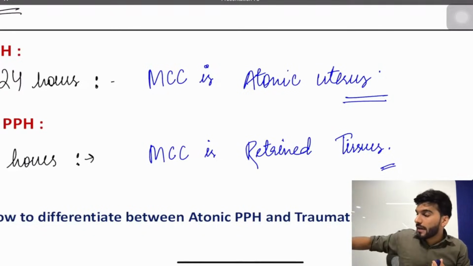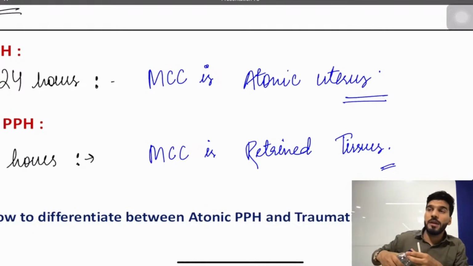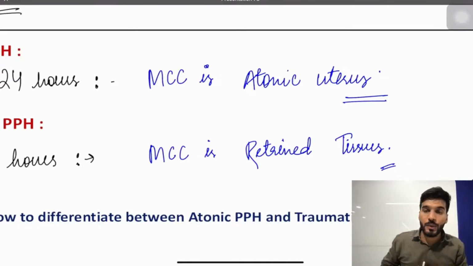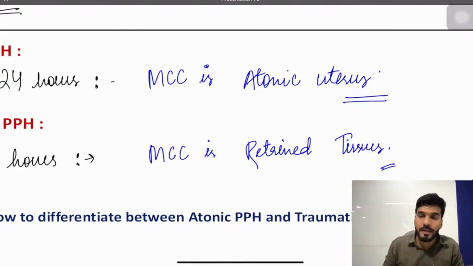Now if the question is what is the most common cause for primary PPH, what will be your answer? The answer is atonic uterus. That means the tone is decreased, there is an over distension of the uterus. So what is the cause after 24 hours? That cause can be retained tissues or retained placental bits.